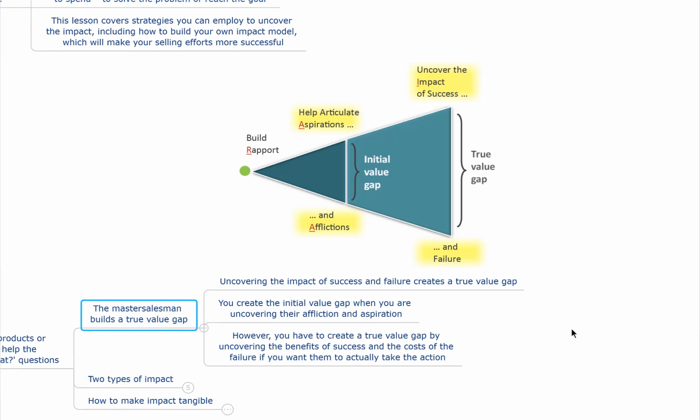As you can see in this visual right here, uncovering the impact of your success and failure creates the true value gap. You create the initial value gap when you are uncovering their affliction and aspiration, as I covered in the last video. However, you have to create a true value gap by uncovering the benefits of success and the cost of failure if you want them to truly take action to the next step.